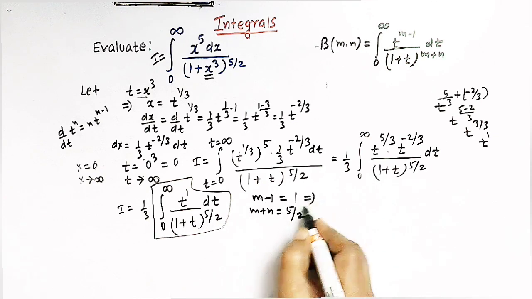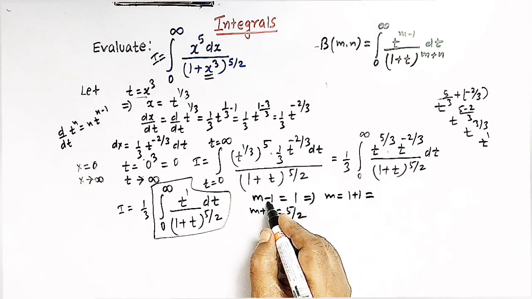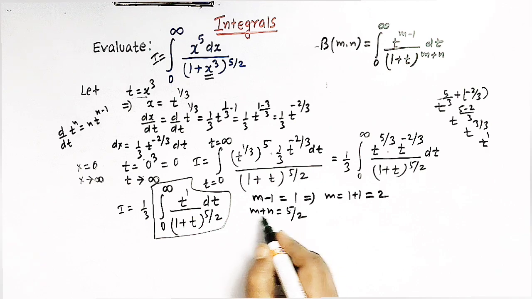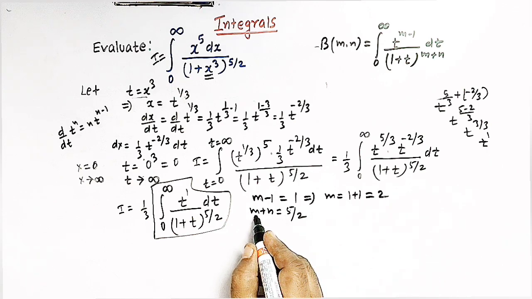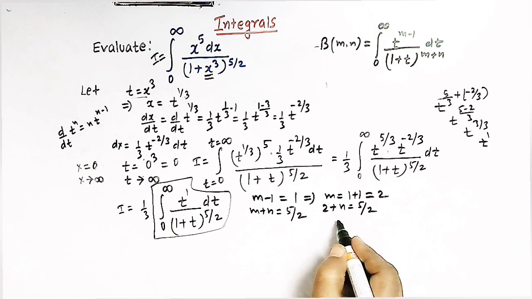So let us solve these equations. We have m is equal to 1 plus 1, taking minus 1 to the right hand side. So we have 2, and then taking m is equal to 2 in this equation, we have 2 plus n is equal to 5 over 2.